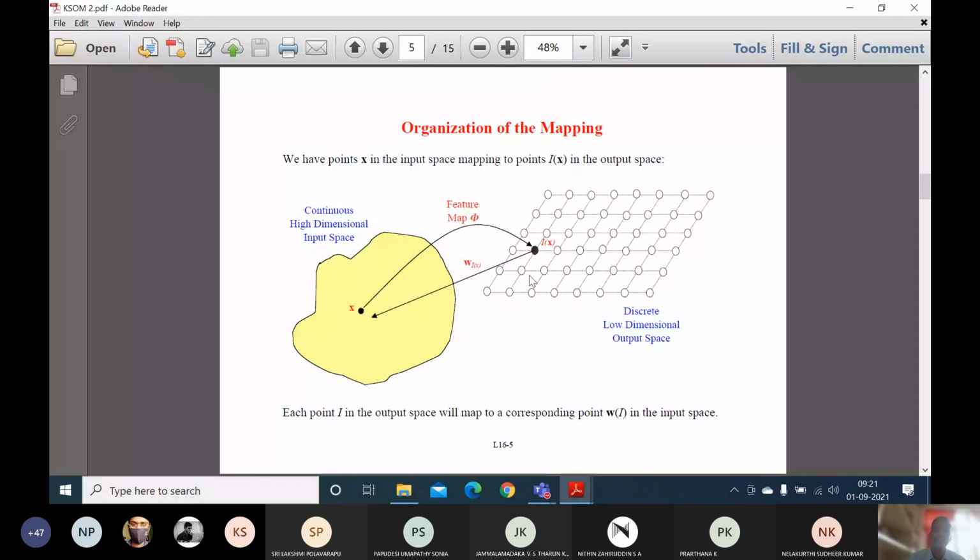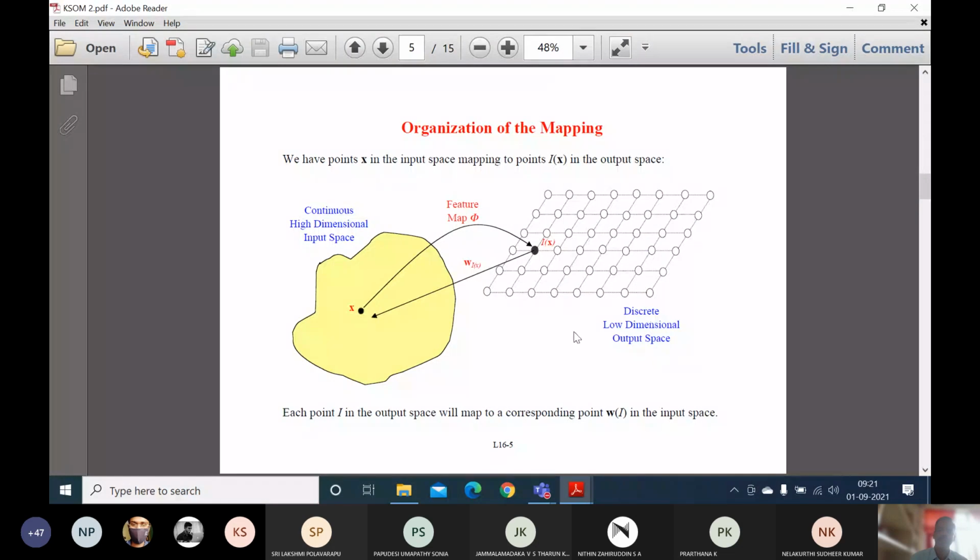So X is transformed, or X is mapped, to I of X. I of X is the lower dimensional space representation. And from this I, going from the lower dimensional space back to the continuous high dimensional space is also possible. That is considered as W of I. So each point I in the output space will map to a corresponding point W of I in the input space, and the map I of X is your feature map.